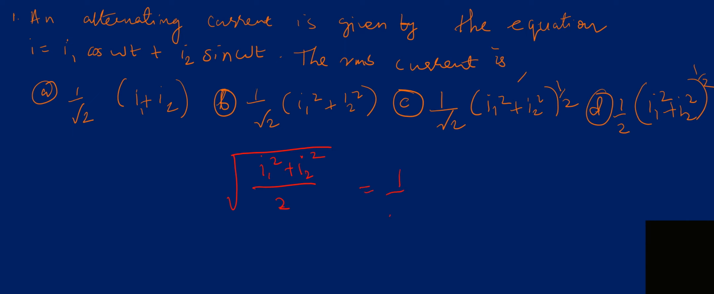That means 1 by root 2 into I1 square plus I2 square. Instead of 4, we can write 1 by 2. So the option C is the correct one.